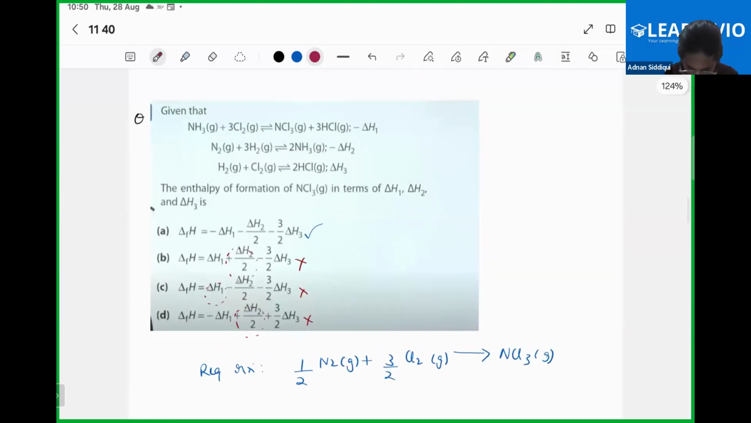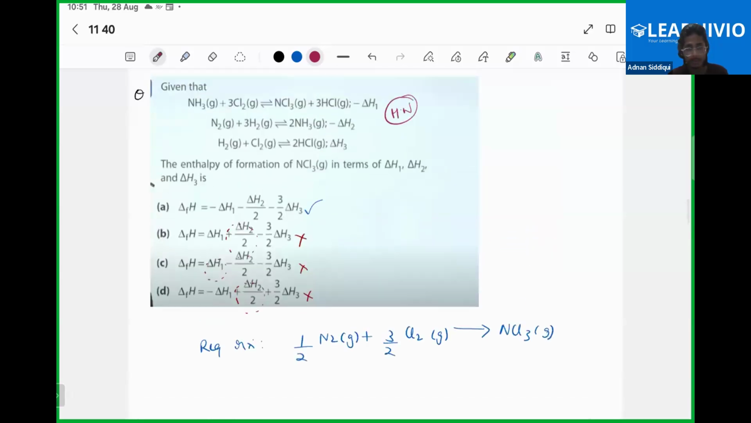Now this one, the answer is given. You have to explain in the next class why we are using this. This is again similar, exactly the Hess's law question. You have to tell me why we did this. Answer is given. I will ask you in the next class.